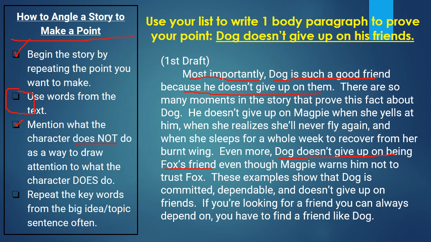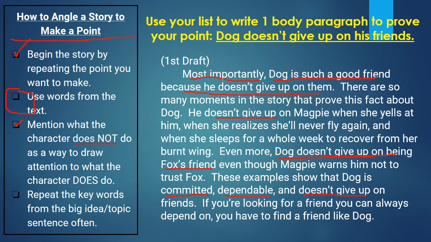All right, and my final point is, did I repeat keywords from my big idea or topic sentence, right? So my big idea right now for this paragraph is he doesn't give up on them. So let's see. He doesn't give up. Even more, he doesn't give up again. It shows dog is committed. Oh, that's another way of saying someone that doesn't give up. Ooh, dependable. Again, someone who doesn't give up easily. And again, I repeat, doesn't give up.